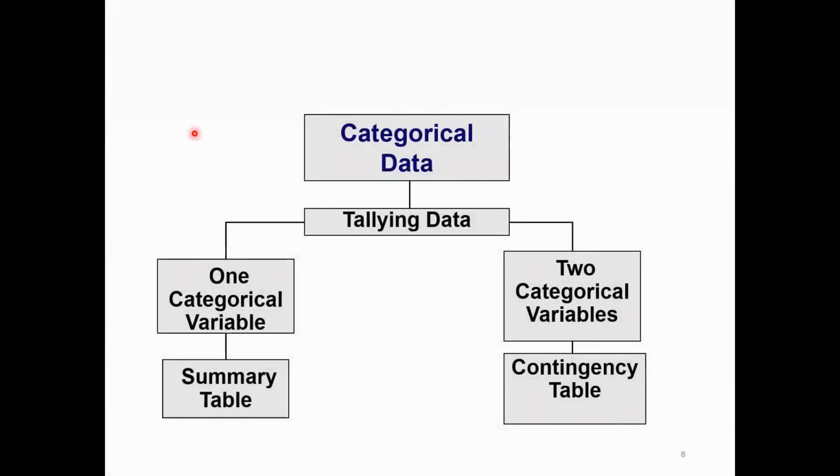So if you remember, there were two types of data that we talked about, categorical and numerical. Categorical variables are basically the qualitative variables. Numerical variables are basically the quantitative variables. Now we are looking at how do we organize categorical data pertaining to the categorical variable. So if you have only one categorical variable, you would use the summary table. But if you have two categorical variables, you would use something called the contingency table.